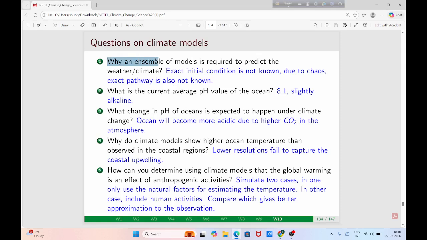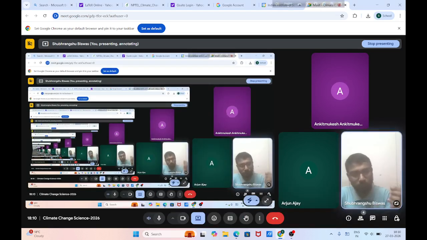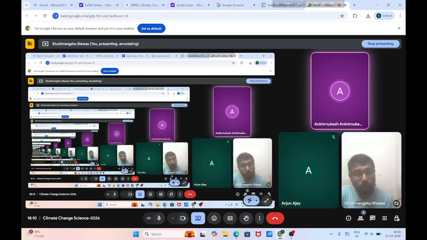The first question is, why is an ensemble of models required to predict the weather or climate? The reason behind that is we never know the initial condition. In climate modeling, determining the initial condition exactly is not possible because there are limitations. Suppose you are measuring the temperature in a particular area, but the area surrounding it, maybe 1 kilometer away, might have some different initial condition, maybe 0.1 degree Celsius higher or lower in temperature. Wind conditions might be different.